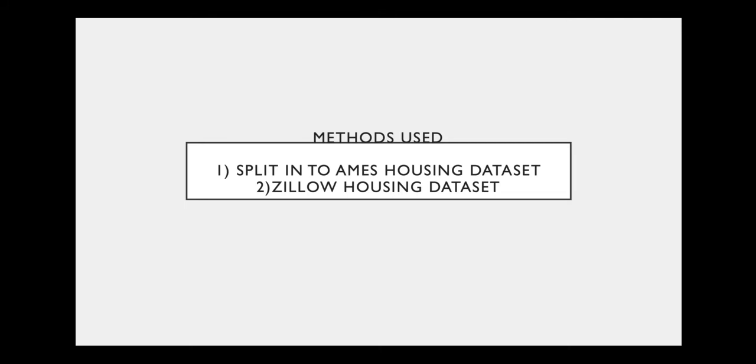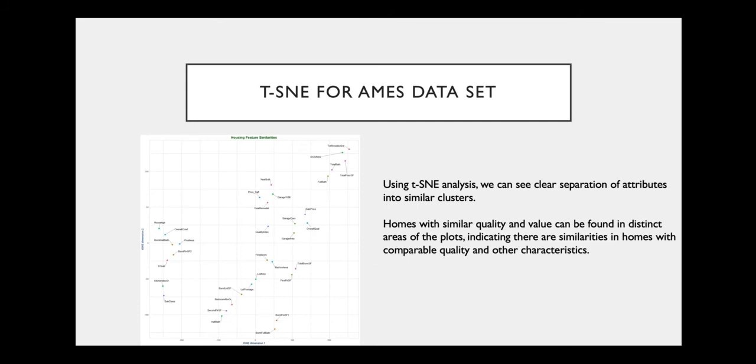And now we can get into the methods. I essentially split my methods into two different analyses. One was the Ames housing dataset, and the second was the Zillow housing dataset. And at the end, I basically brought my analysis together using a manual process to make insights to answer my two questions posed in the beginning of this presentation. So now we can get into it.